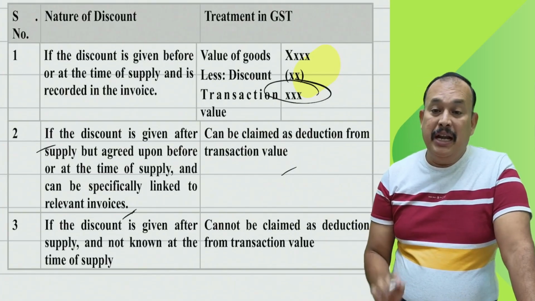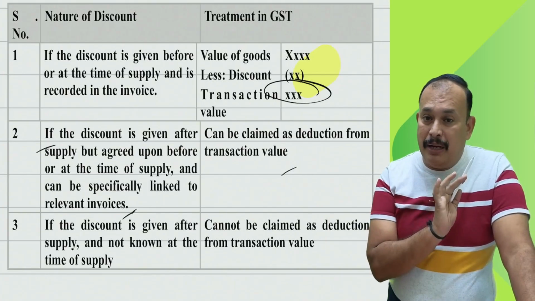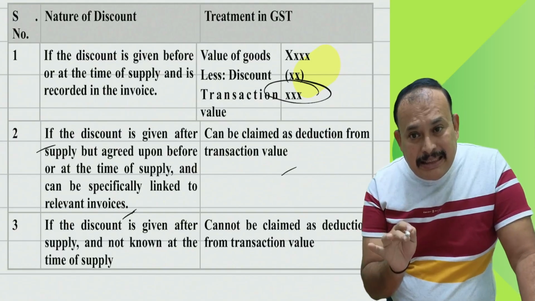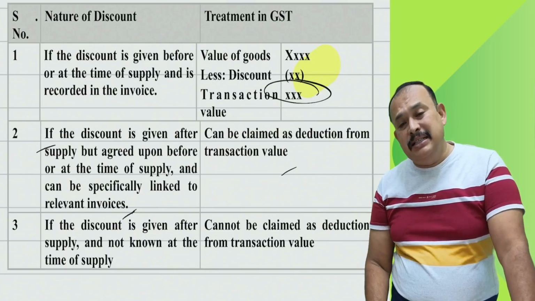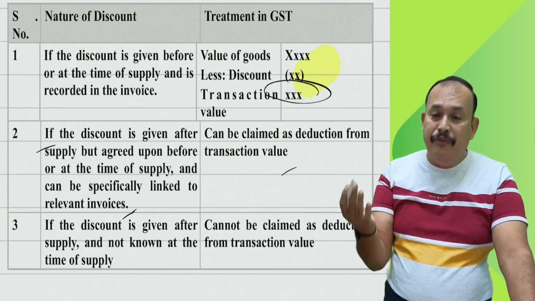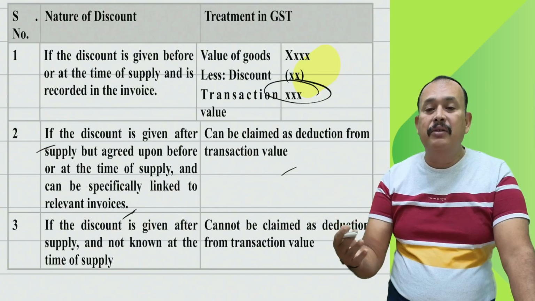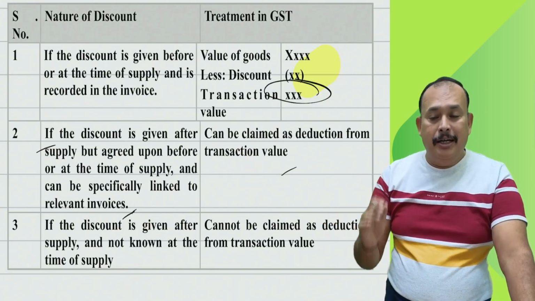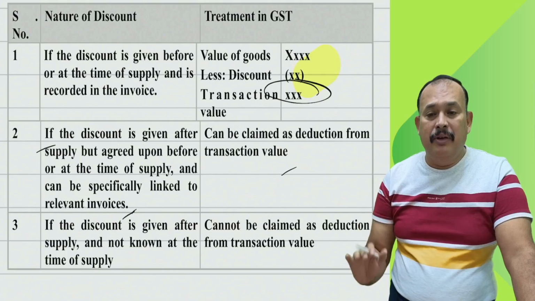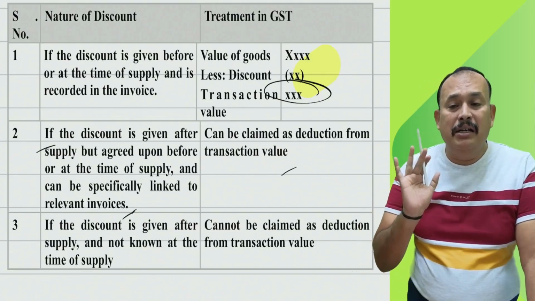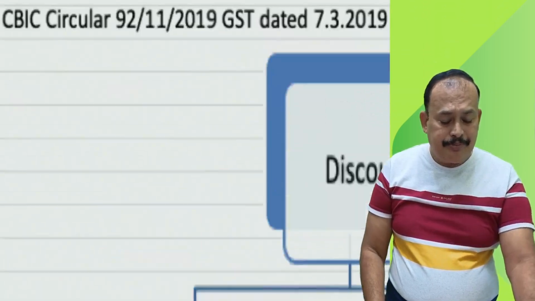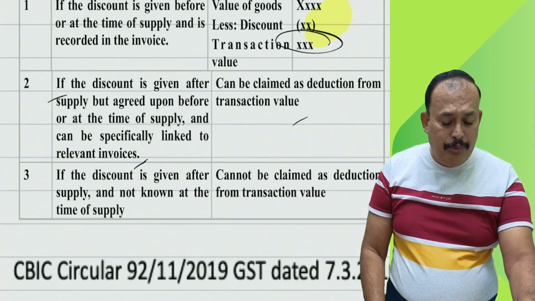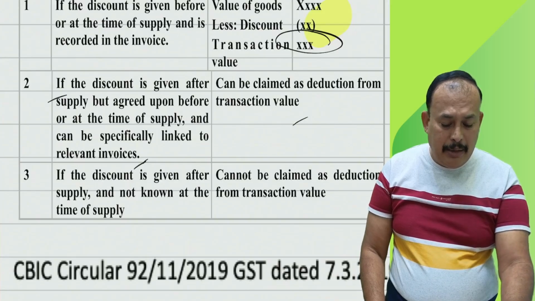But if it is neither given before supply nor mentioned in the invoice to be given in future, such a discount given later only to recover the amount in advance or for speedy recovery is not allowed as a deduction. How to understand this? Simple. I am going to bring it to your notice now with the help of some more examples.